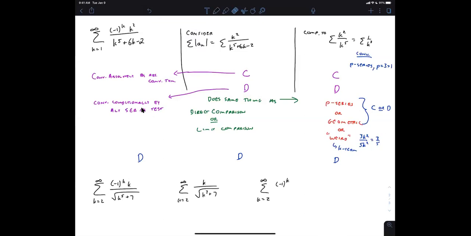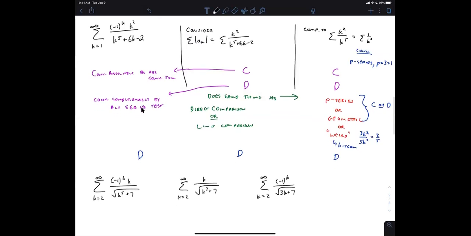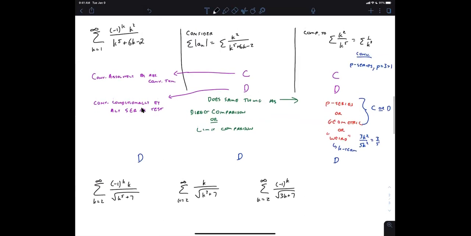Not put a k on this one. Over the square root of 3k plus 7. Let's do that. So these are the ones where they're kind of normal problems where everything's a power function except maybe the alternating part. Of these three, which one has the pattern that the original one converges conditionally, but the other two both diverge?